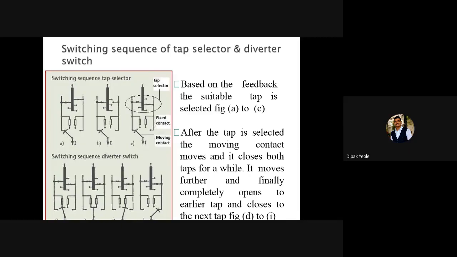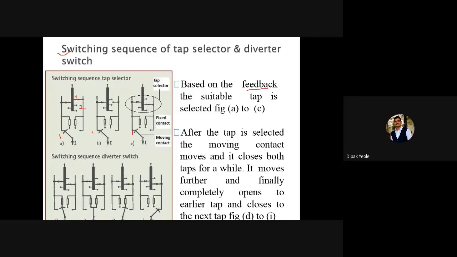So here we have to choose first the tap selector. From here, let's say this is position 1. If you want to move from position 1 to position 2, at that time we have to remove this arrow from position 1 and connect this arrow to position 2. At that time the moving contact is connected to one position only. So this is the one position. Now if we are interested in the switching sequence, how to make the switching? Obviously we need the feedback.